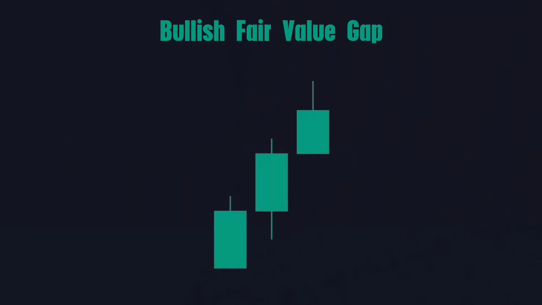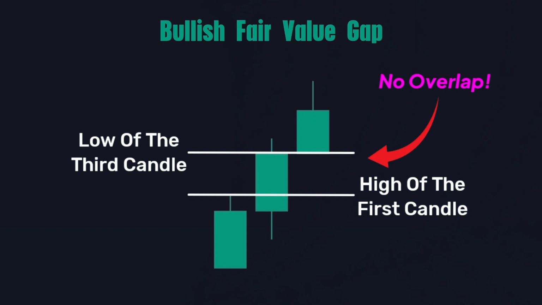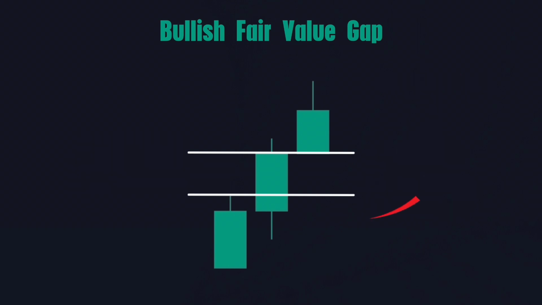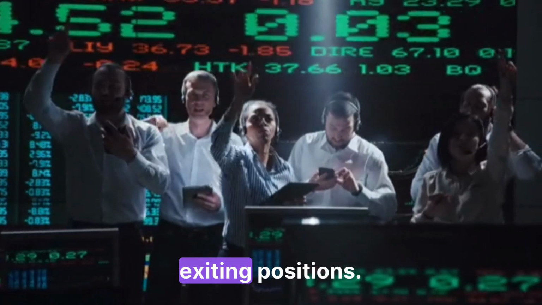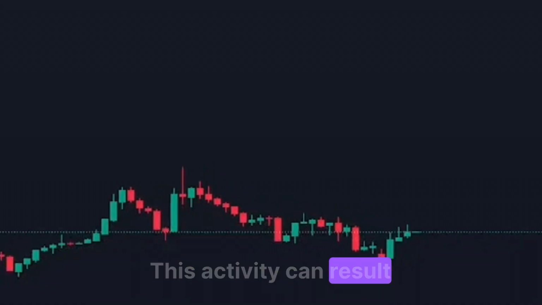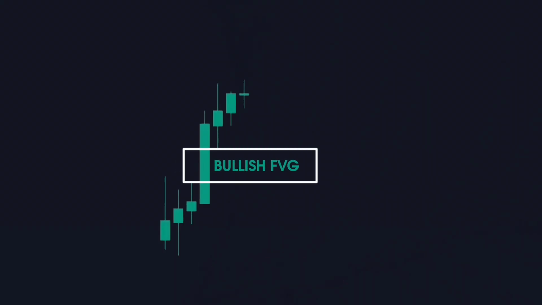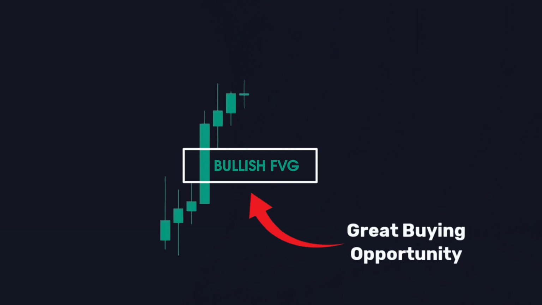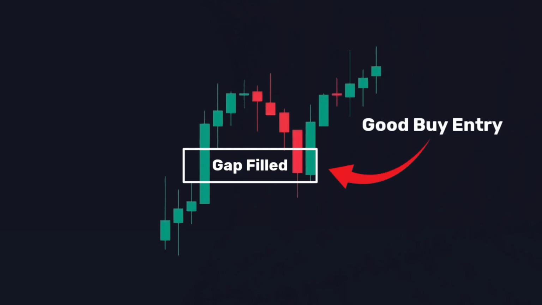A bullish fair value gap is created when there is a clear gap between the high of the first candle and the low of the third candle with no overlap between the two. As illustrated in this example, this gap signifies that buyers hold more dominance than the sellers, often driven by large institutional trades entering or exiting positions. This activity can result in rapid price movements, leaving unfilled orders in the market. A bullish fair value gap often presents a strong buying opportunity as the market tends to retrace to fill the gap. This allows traders to capitalize on the imbalance and enter at favorable levels.